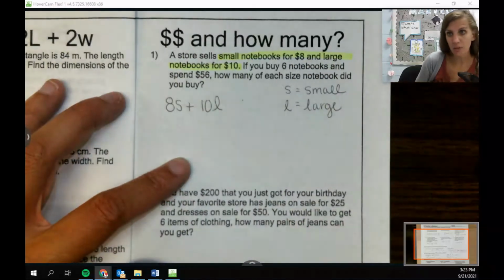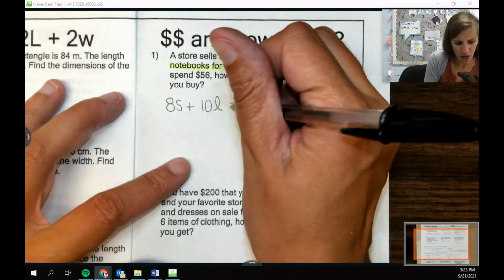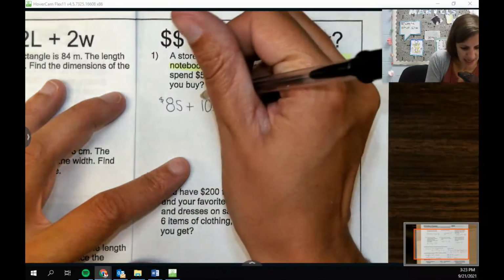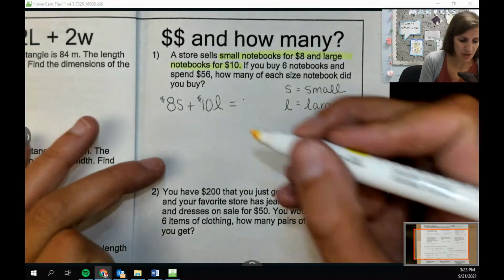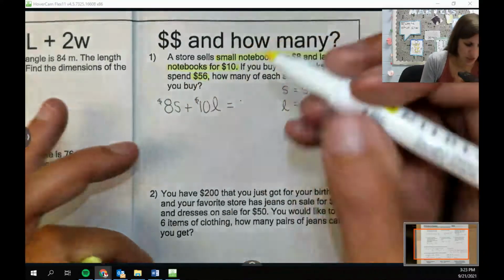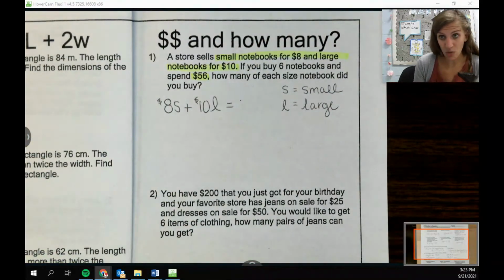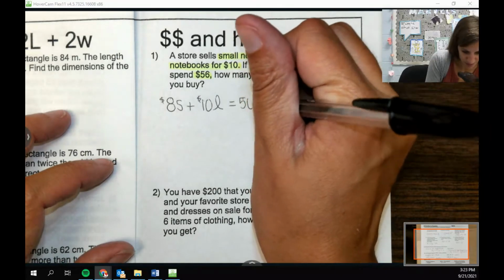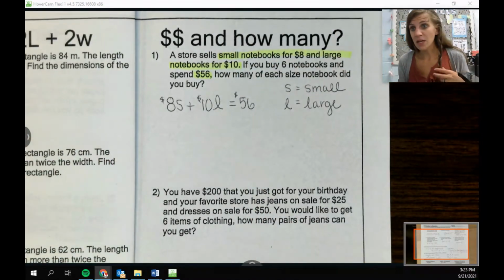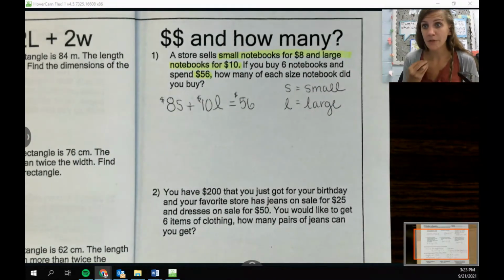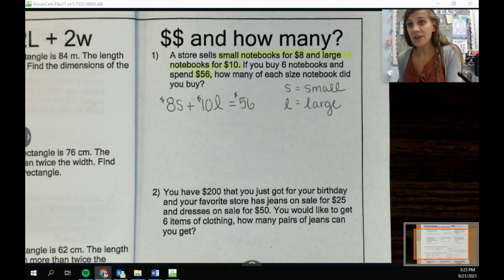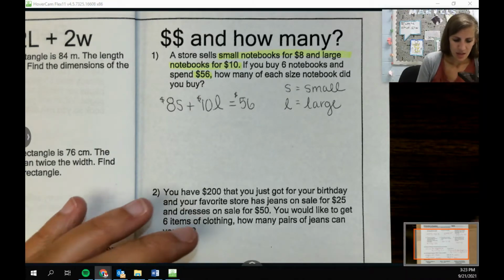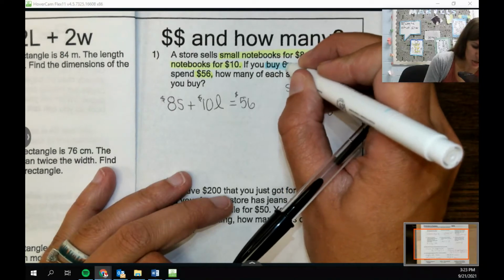And I'm buying all the notebooks for a total. And now these are all prices. And so hopefully it makes sense and feels good that I would also want to pick the other dollar number to be my total. So I spent a total of $56. Now the thing is, this one equation is not enough for me to be able to solve how many small and large notebooks. I need a second equation, and luckily I have another number that says I bought 6 notebooks.